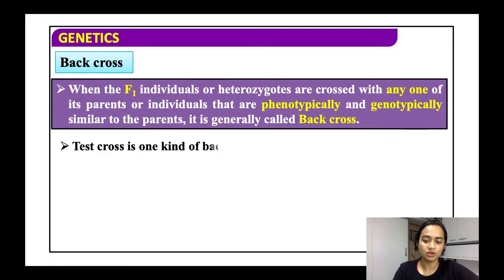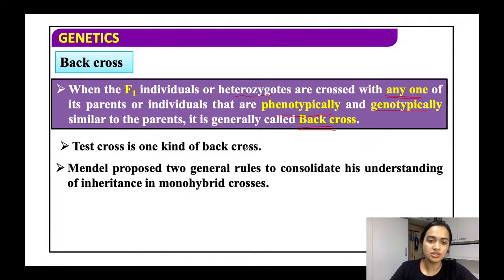And what is a back cross? Back cross is basically when the F1 individuals or the heterozygotes are crossed with any one of the parents or individuals that are phenotypically and genotypically similar to their parents, and hence it is called the back cross. And test cross is one kind of back cross.